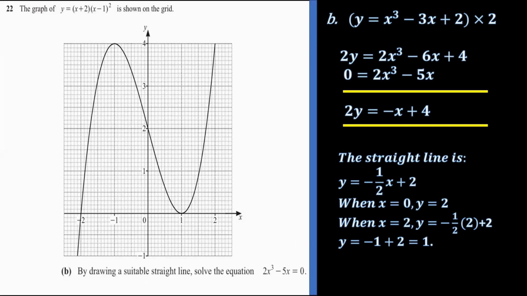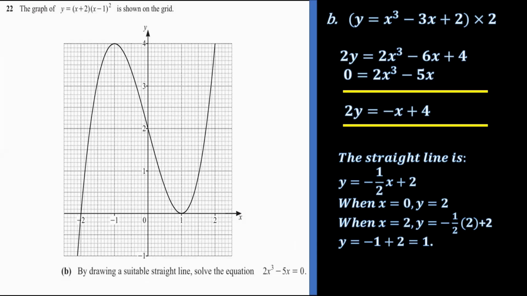So the next thing is to draw the straight line, because here we are told that we need to draw the straight line and use it to solve that equation. And so I look at the intercept. The intercept on y-axis is 2. That is, it happens when s is 0. When s is 0, we have y equals 2, okay?